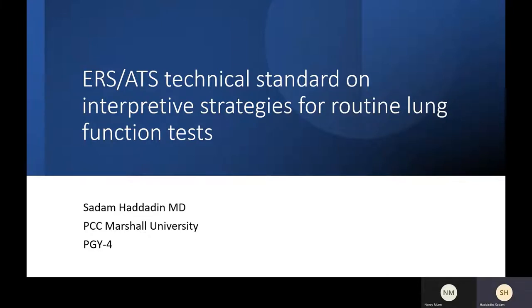For the lung volume, special consideration in general: obesity can affect the lung volume, mainly the functional residual capacity and the expiratory reserve volume, especially in people with BMI above 30. And the total lung capacity usually does not decline or reduce in the test unless the BMI is above 40.